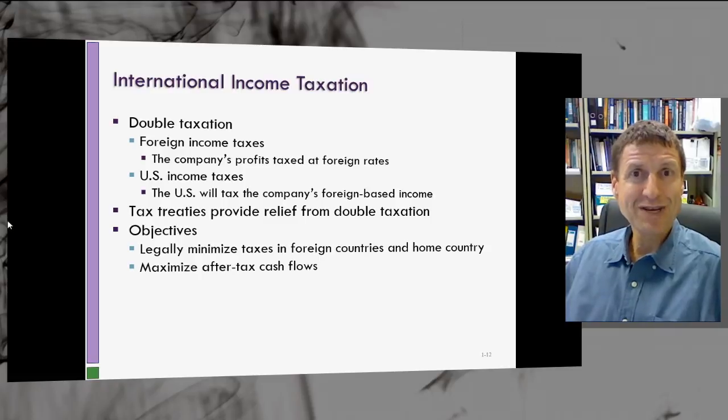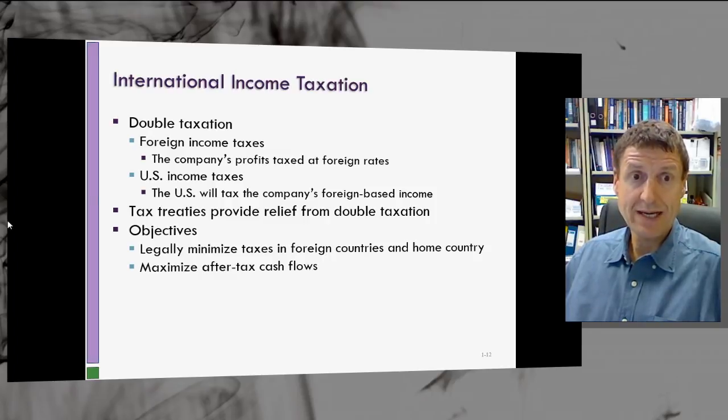Okay, another issue, and we're going to spend a little bit more time on this during the semester, especially if you have a project on this, is looking at international income taxation. That's where we have double taxation, foreign income taxes, companies' profits are taxed at foreign rates. And then there's US income taxes, whereas the US will tax the foreign company's foreign-based income. And lots of tricky issues that we're going to look at. We're going to look at how multinationals do their tax planning to minimize their overall tax.